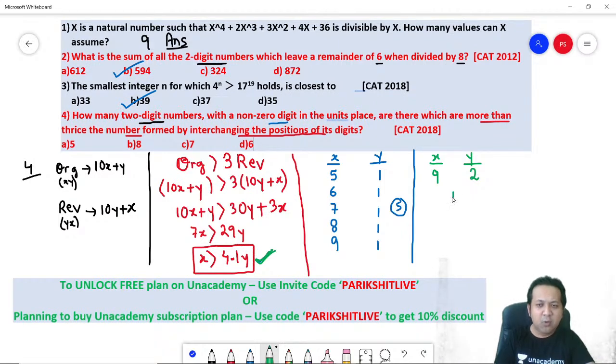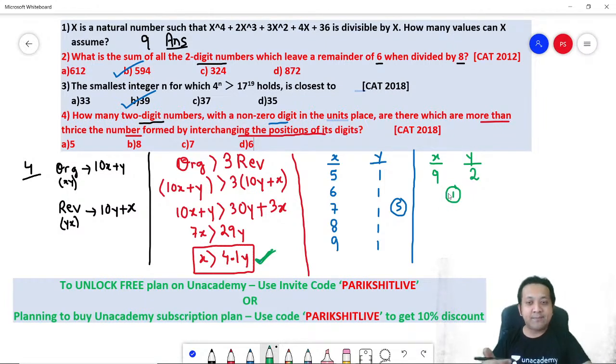So one value. Why can x not be 10? Because remember, x and y are single digits. So x cannot be a double digit number. It cannot be 10. It's a 2-digit number, right? So x is 1 digit, y is 1 digit. So here you get one scenario.